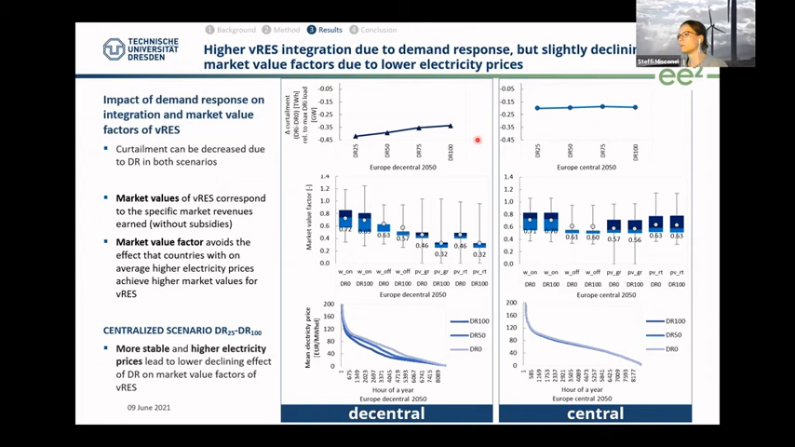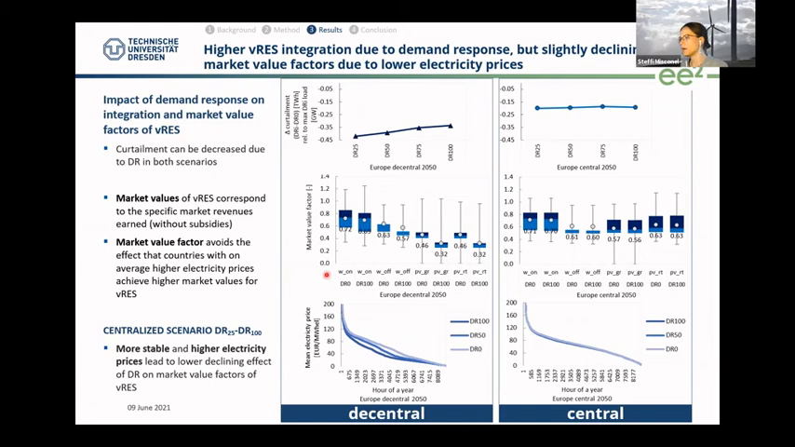And to analyze the competitiveness of volatile renewable energies concerning the activation of increasing demand response potentials, the market value factors of wind onshore, wind offshore, PV ground-mounted and PV rooftop power plants are calculated here in box plots. So we calculated the market value factors for each considered country in Europe. And what we can observe here is that the market value factors are slightly decreasing in the decentralized scenario.